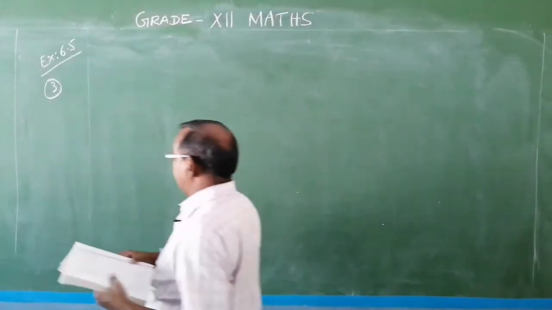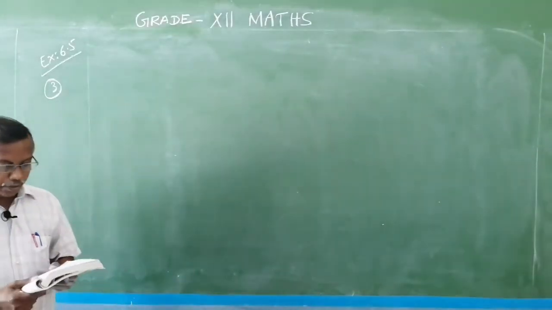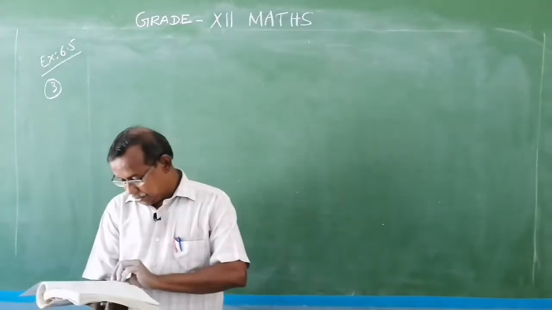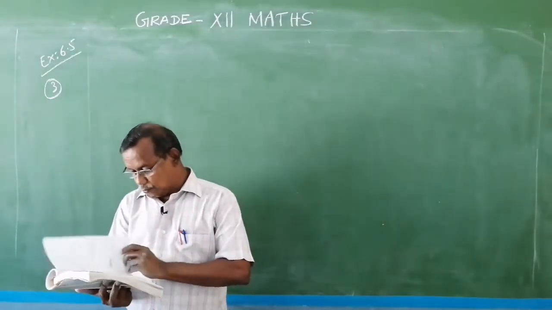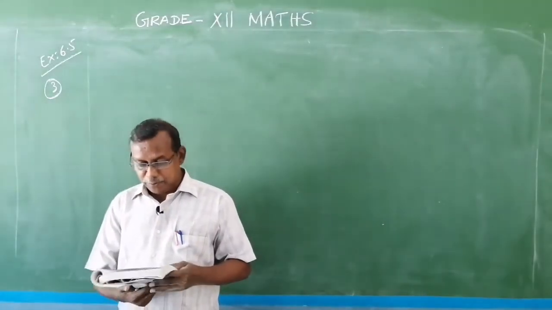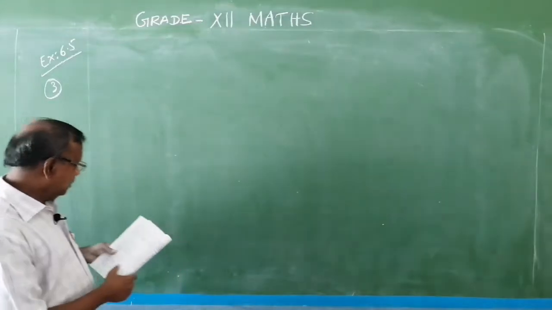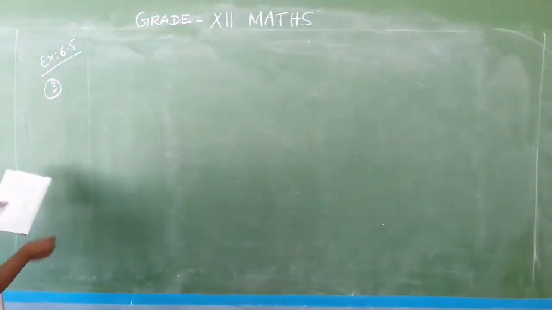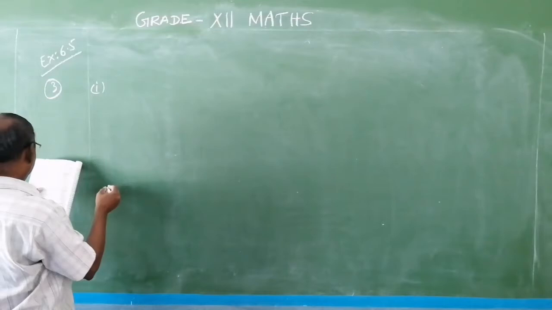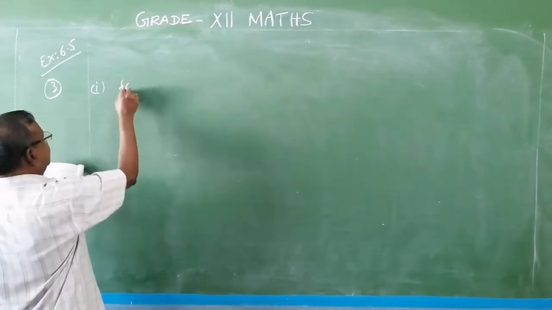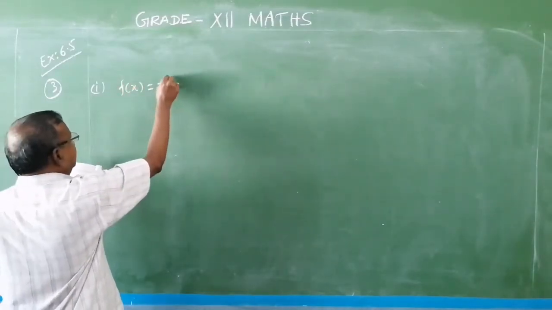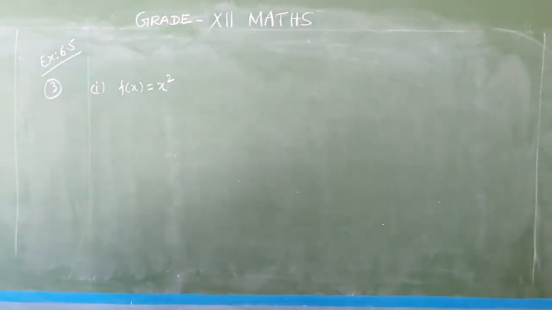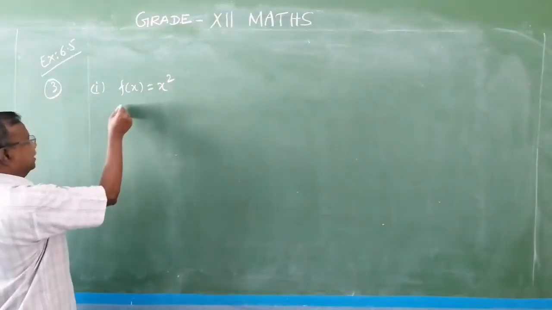Now, exercise 6.5, question number 3. We have already solved some of the subdivisions in questions 1 and 2. The remaining I left you as homework. Now, let me solve some of the subdivisions given in 3. First one: given f of x equals x square. Based on the second derivative test, find f dash of x.